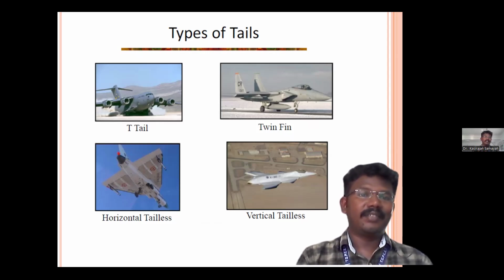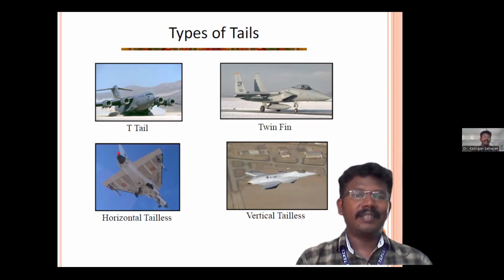In the first image, you can observe the T-tail section. The T-tail section has a horizontal stabilizer and a vertical stabilizer. In the vertical stabilizer, one rudder control surface is there. By using the rudder control surface, we can adjust the aircraft left or right, the yawing movement. You can see the image clearly, it looks like a T shape. For that reason we call this type of tail section a T-tail.